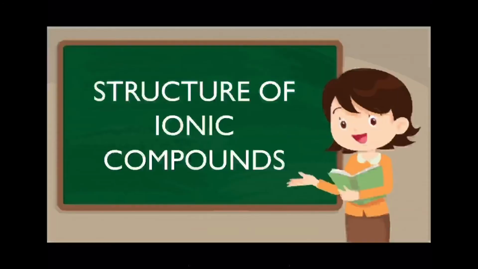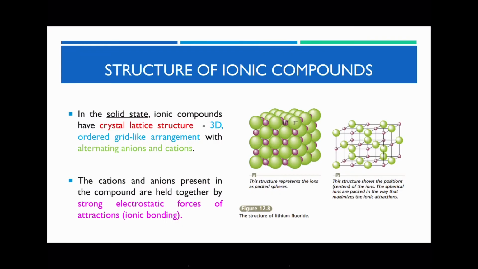What I'm going to be doing now is going over the structure of ionic compounds. The diagrams I have on the right hand side show the structure of an ionic compound in the solid state. When it's in the solid state, ionic compounds have a crystal lattice structure. What do I mean by a crystal lattice structure? A crystal lattice structure is a 3D ordered grid-like arrangement.